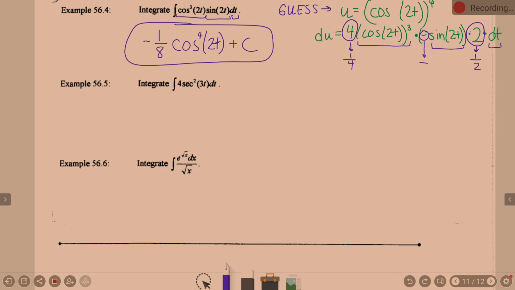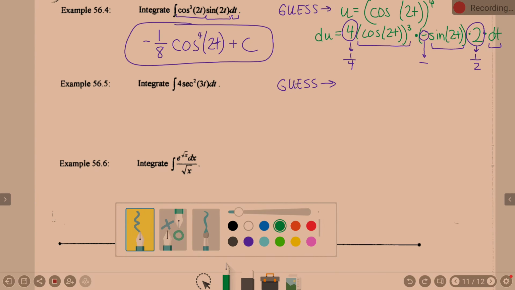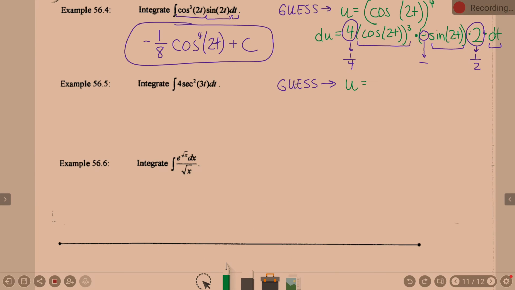So with that in mind, the integral of secant squared is going to be tangent. So my guess for the integral of secant squared is going to be tangent of that same piece. So my guess is tangent of 3t. Is that what your guess is?